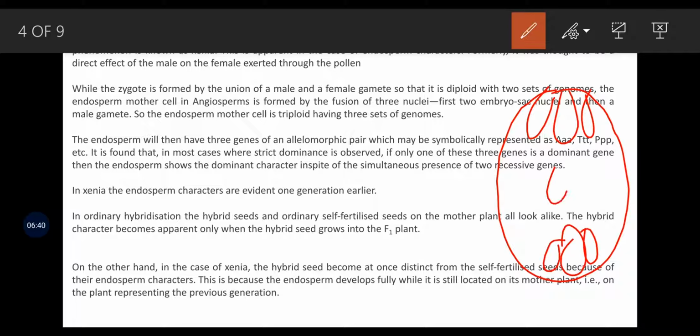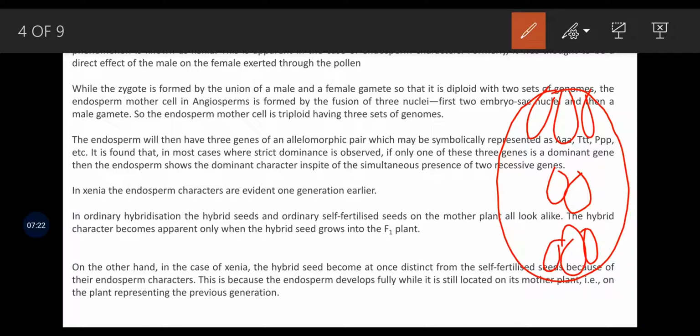Whenever you find the endosperm, it always has three sets of genomes, or we may say the endosperm will have three genes of the allelomorphic pair, which may be symbolically represented as capital A, small a, like that. In different symbols it can be represented. It is found that in most cases where strict dominance is observed, if only one of these three genes is a dominant gene, then the endosperm shows the dominant character in spite of the simultaneous presence of two recessive genes.